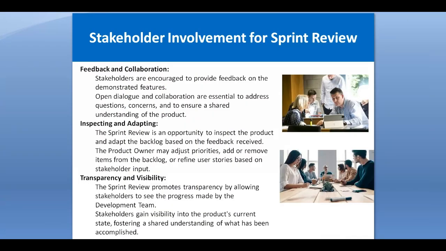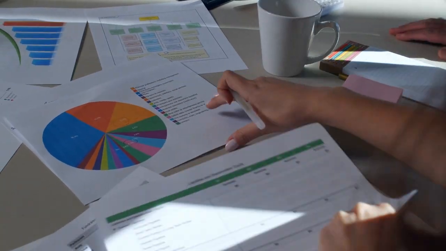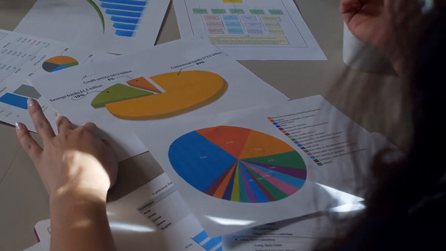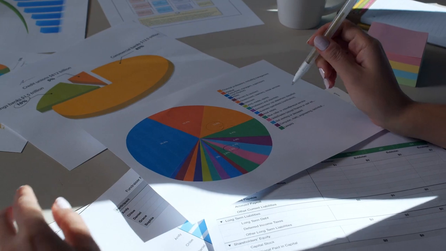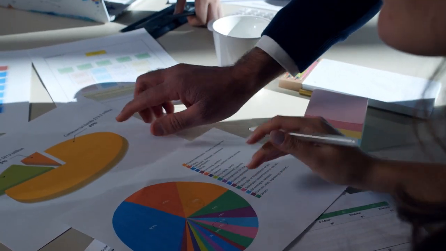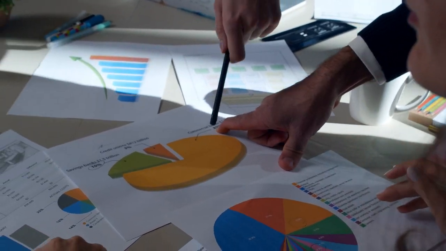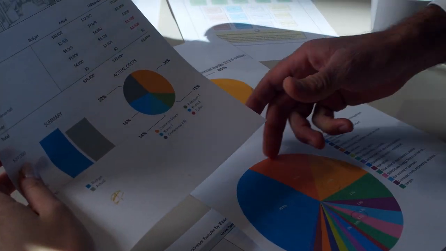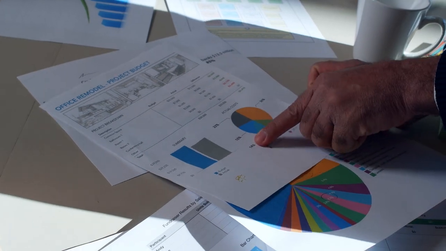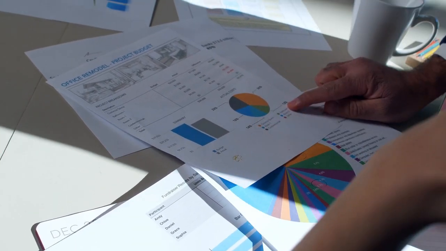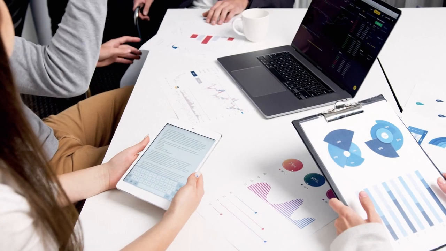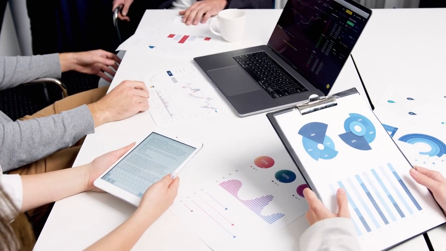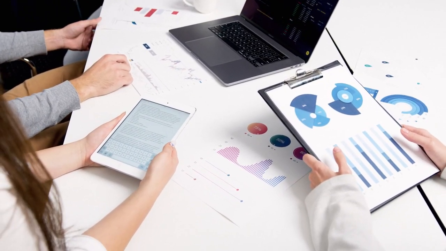Then transparency and visibility. Sprint review promotes transparency by allowing stakeholders to see the progress made by the Scrum development team. Here, friends, the stakeholders, especially customers and the business team, have visibility into what work has actually been completed. They have the confidence that there is progress, and it is shared. It is a shared understanding of what has been accomplished, and they are giving their honest and neutral opinion about the product increment.